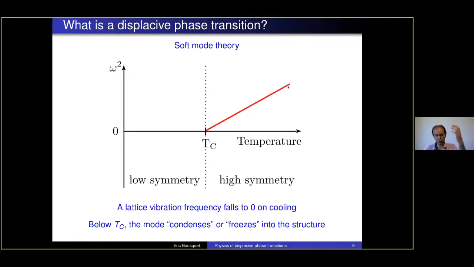And you find that one of the phonon frequencies is going down with temperature, and the square of the frequency is going down linearly with temperature up to the critical temperature where you have a crossing to zero. So it means, because you cannot have negative square frequencies of the phonons, that below the critical temperature you go to another phase.